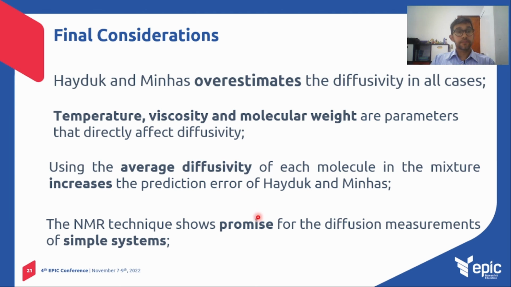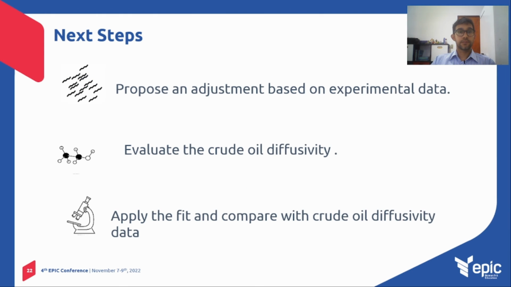So the final considerations: Hydrochemia's overestimates the diffusivity in all cases. The temperature, viscosity, and the molecular weight are parameters that directly affect the diffusivity. Using the average diffusivity of each molecule in the mixture increases the prediction error of Hydrochemia's, and the NMR technique shows promise for diffusion measurements of simple systems.